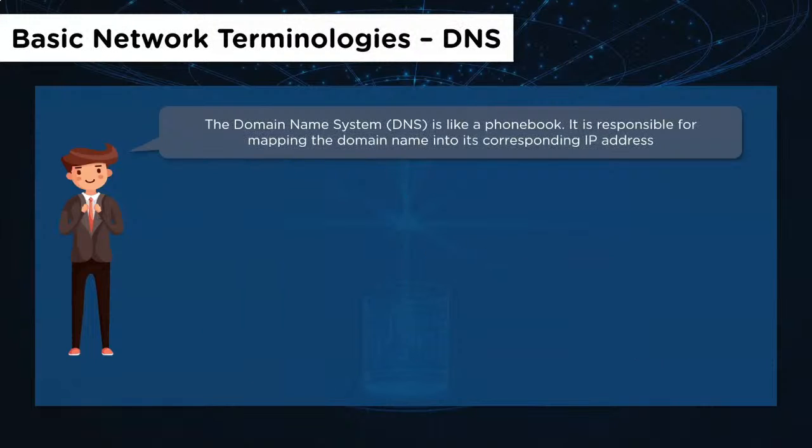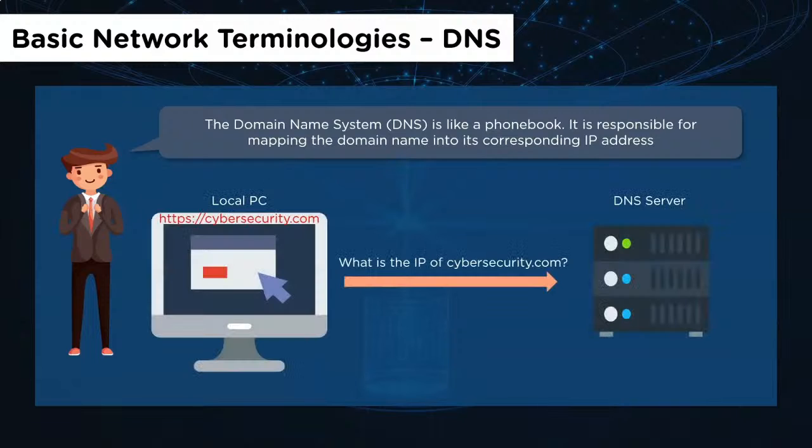Next, we have DNS, or the Domain Name System. It is nothing but an index, something like a phone book, which is responsible for mapping the domain name into its corresponding IP address. Now remember, as mentioned earlier, there are only two ways of being identified on the internet: either the MAC address or the IP address. If it is devices, if it is computers, it would obviously be IP addresses.